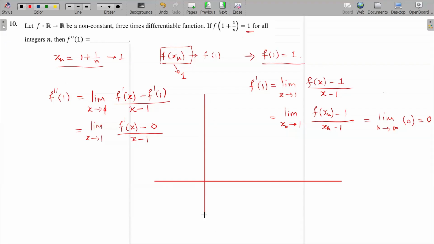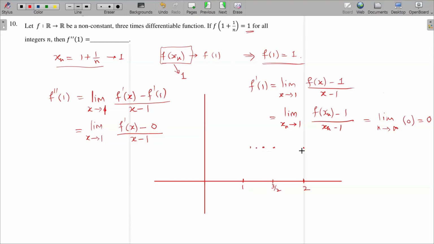So, you see, the point is, at 1, suppose this is 1, and this is say 2. At 2, it is 1. It has height 1. At 1 plus 1 by 2, it again has height 1. That's the information I'm just plotting. At 1 plus 1 by 3, it has height 1. At 1 plus 1 by 4, it has height 1. At 1 plus 1 by 5, it has the same height. You get it?